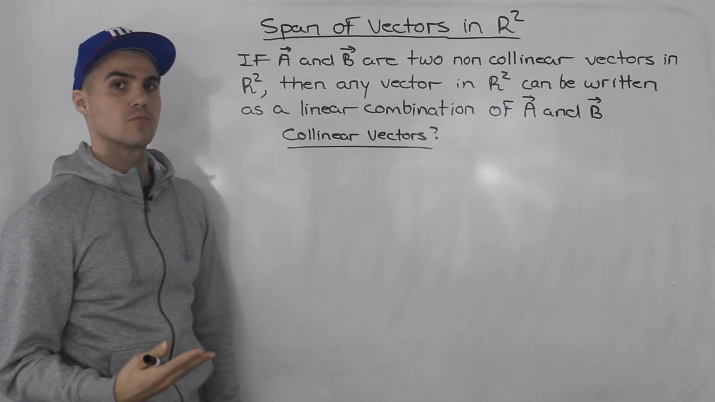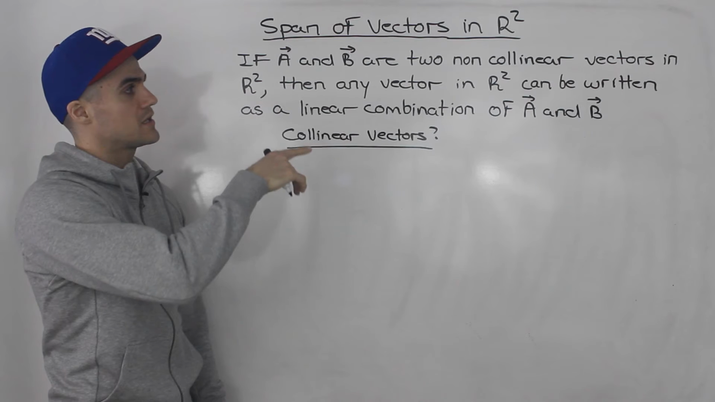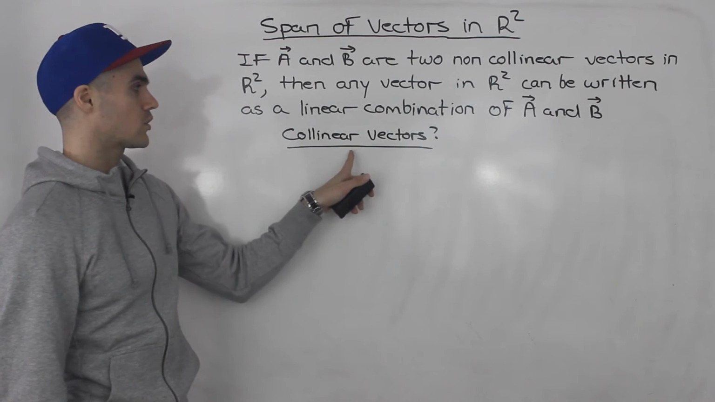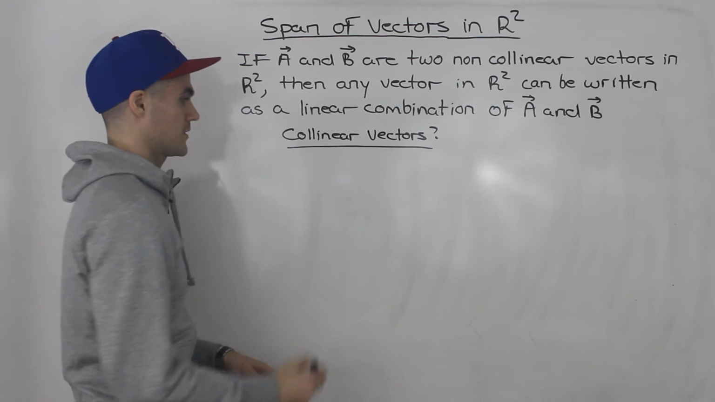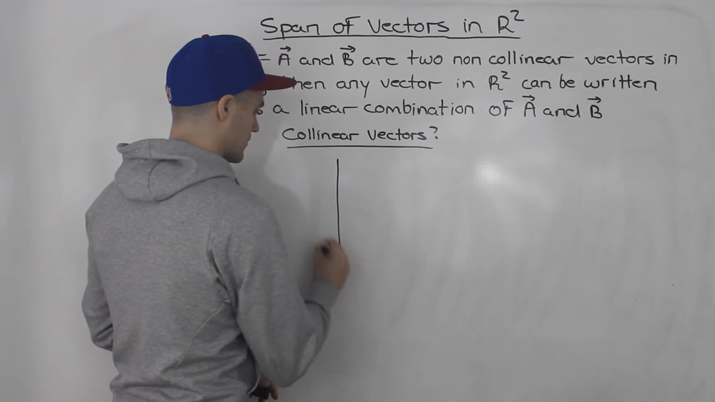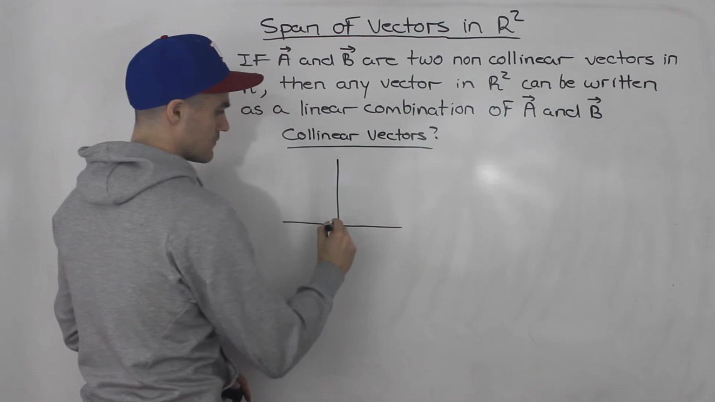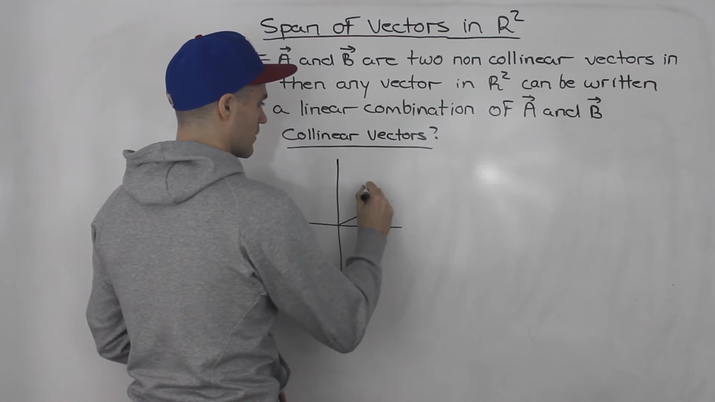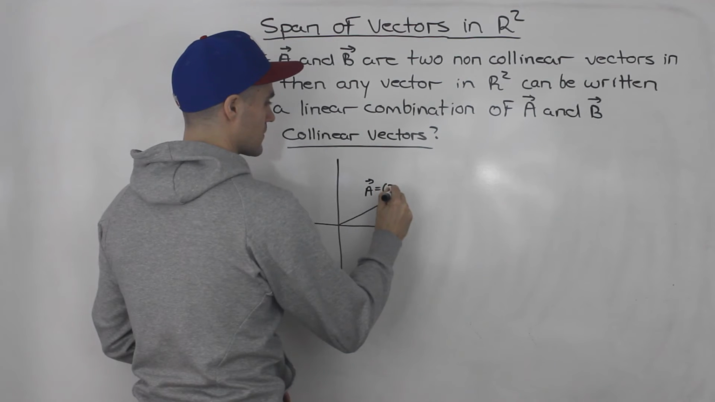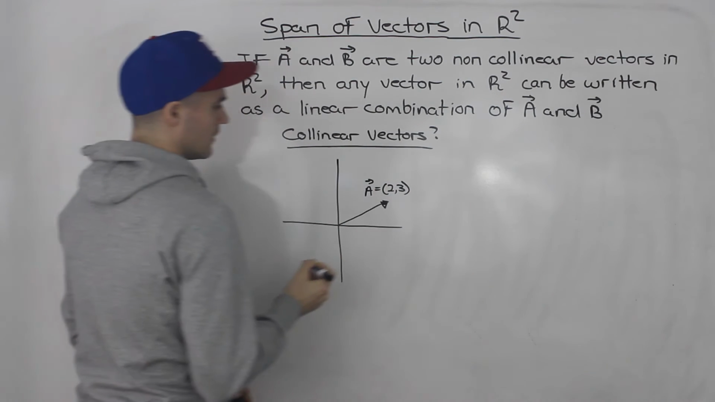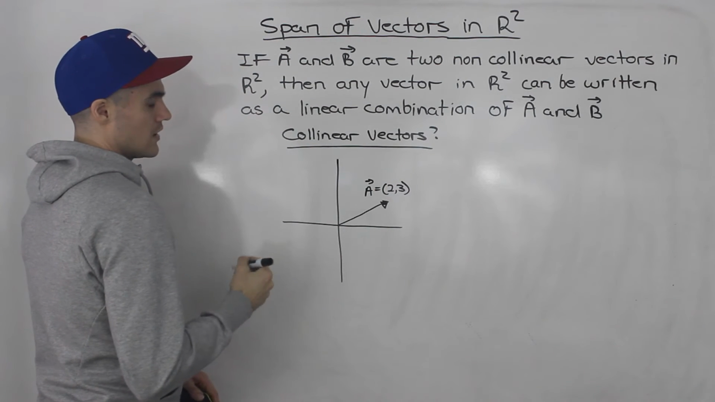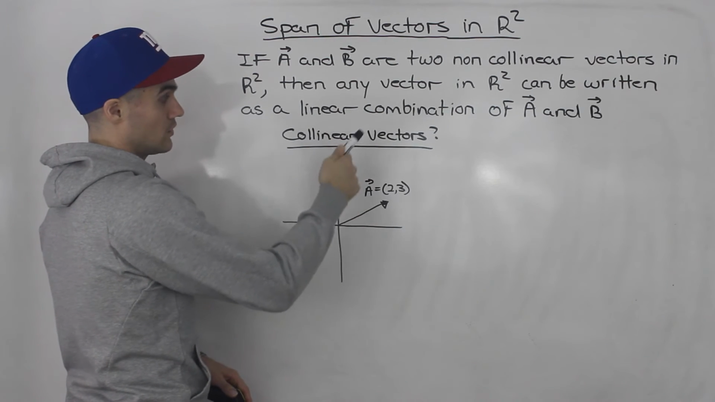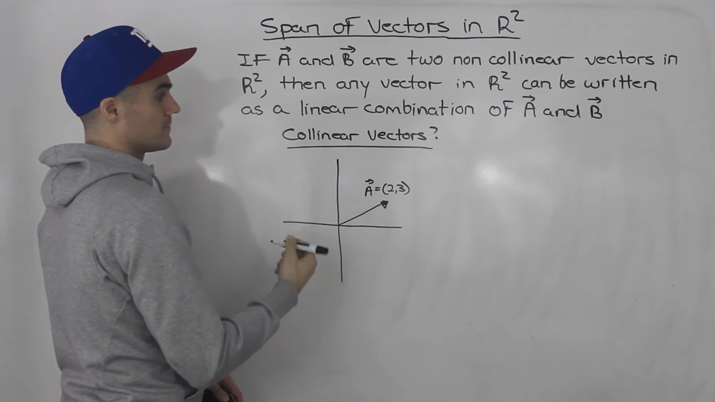Now notice this whole time we've been talking about A and B being 2 non-collinear vectors. But what if they were collinear? Then what would happen? So let's show an example. Let's say we have that same vector A, and let's say vector A is 2 and 3. And let's draw another collinear vector to A. So instead of having a non-collinear, let's draw a collinear one.